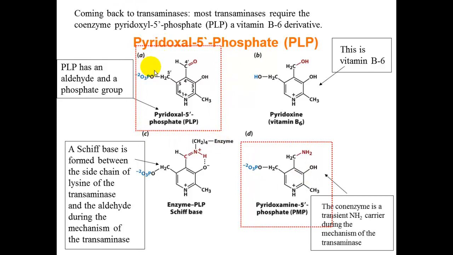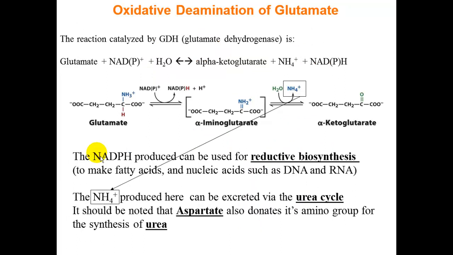All of these function via a Schiff base. So the Schiff base is very important. A lysine residue is actually also very important. It conjugates the pyridoxal 5-phosphate to the active site of the transaminase. So lysine is going to be a very important residue that is attached to this cofactor, this vitamin B6 cofactor.